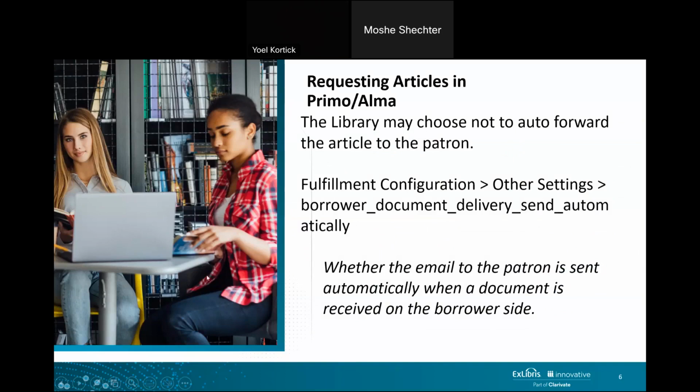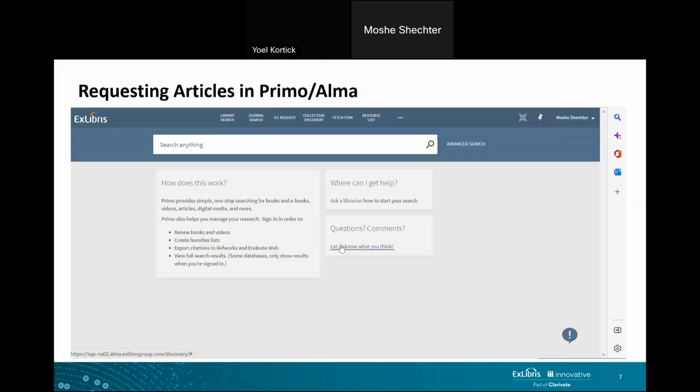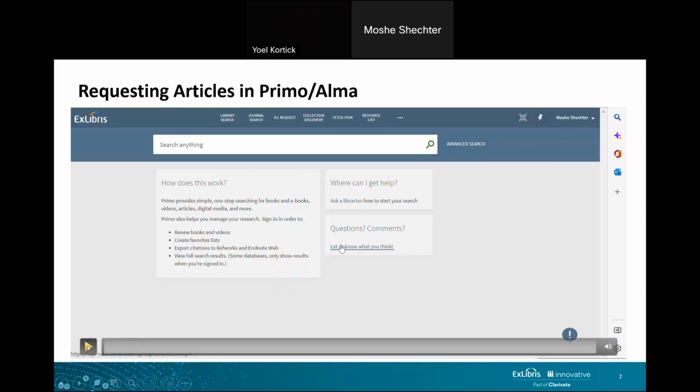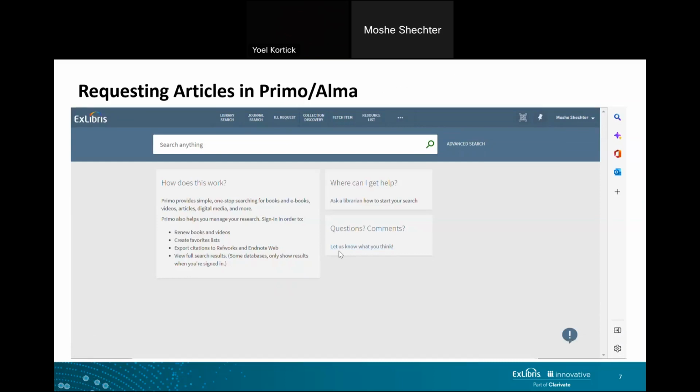Borrow documents sent automatically. That's a parameter that you can set to false. The default is true, which is what we saw resulted in the request automatically being forwarded to the patron. What we'll see now is a process where the request is fulfilled by the lender, just like we did before. But this time it's not automatically forwarded to the patron.